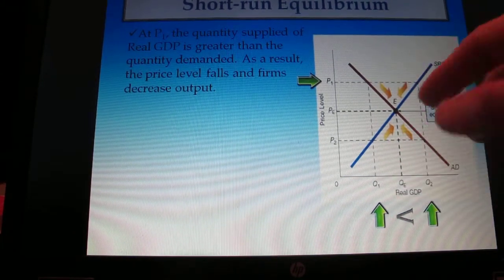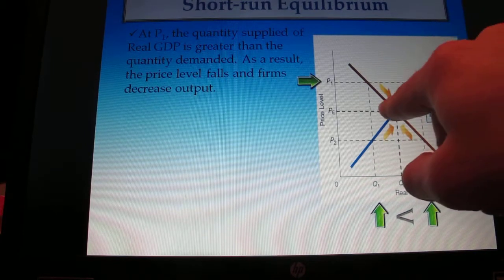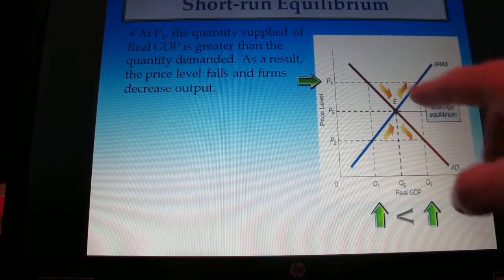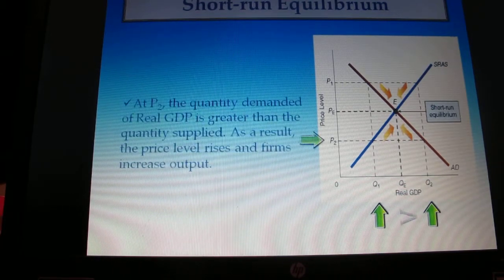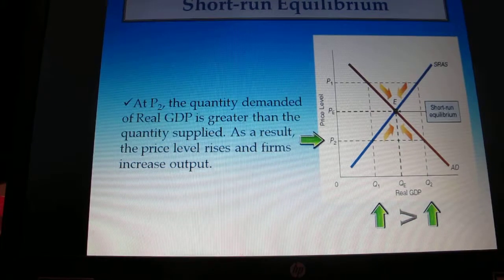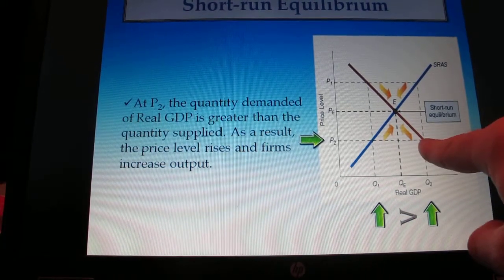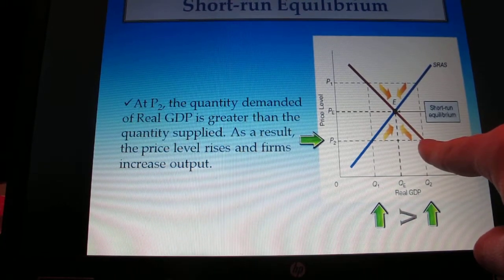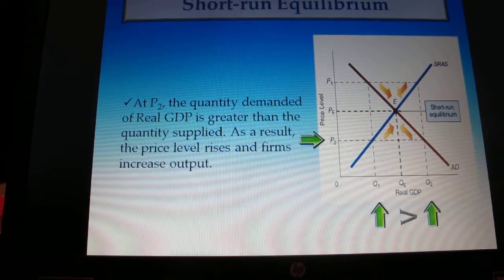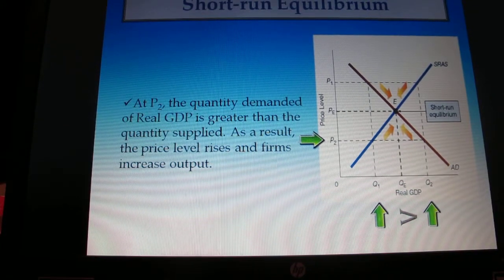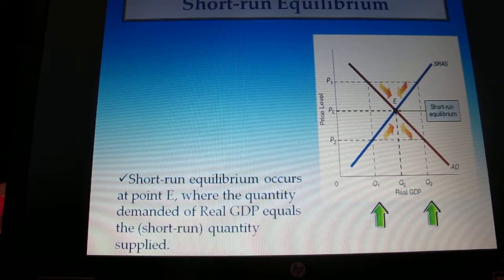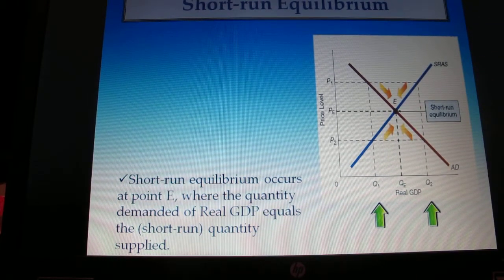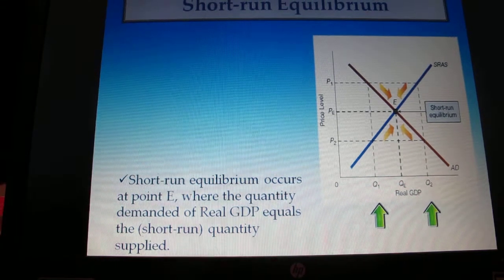As a result, the price level would tend to fall down towards the equilibrium point. This is just like what we saw in chapter 3. And at P2, if you're down here, the quantity demanded of real GDP is greater than the quantity supplied. As a result, the price level would rise. But at the equilibrium, there's no need to move away. And that's why it's called an equilibrium. It's just like what we saw in chapter 3. It's just using different terminology.